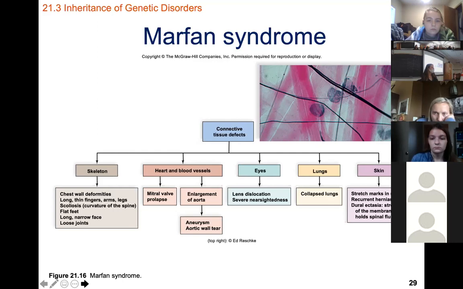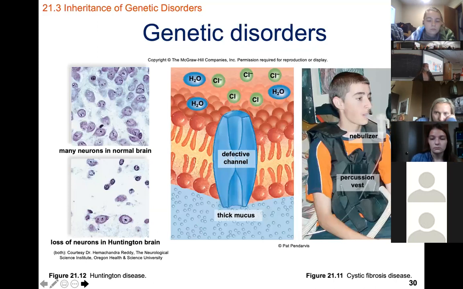This can also affect your lungs, having collapsed lungs. A collapsed lung is thinking of a lung that does not expand and contract with the breathing. And then your skin can have stretch marks or recurrent hernias, a dural ectasia, stretching of the membrane that holds the spinal fluid. So Marfan syndrome is a syndrome, and even though it has one trait, it can affect multiple things in that person's body.